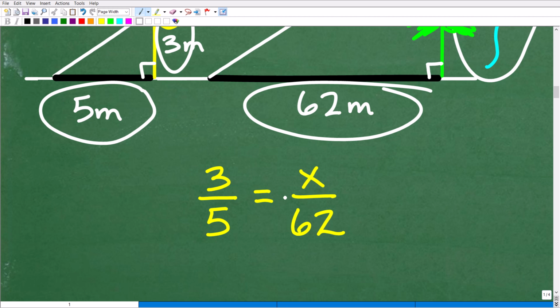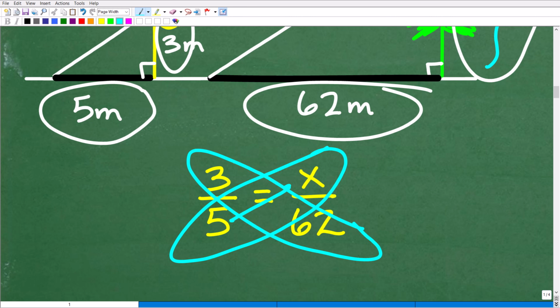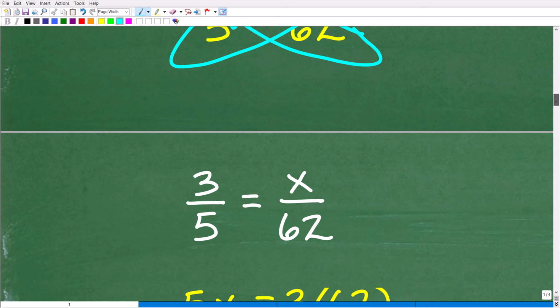Again, the sides of similar triangles, the corresponding sides, excuse me, that's the word I was looking for, are going to be in proportion. So what that means is we can set up these proportions and solve. And remember, in mathematics, a proportion is two equal fractions. To solve a proportion, we just simply multiply across. So 5 times x is going to be equal to 3 times 62. And we can solve very easily for x. Let's go and do that right now.